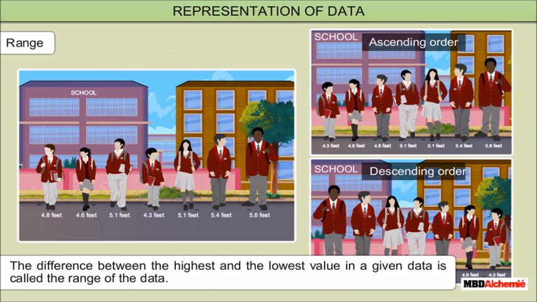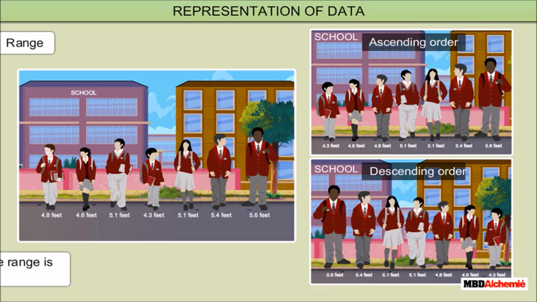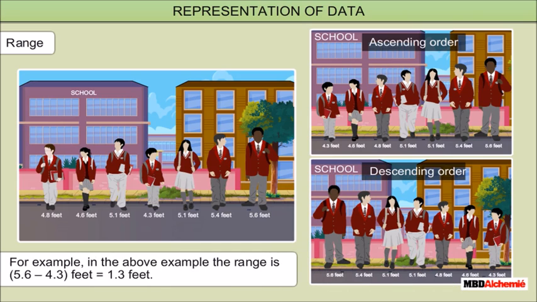Range. The difference between the highest and the lowest value in a given data is called the range of the data. For example, in the above example, the range is 5.6 minus 4.3 feet, that is equal to 1.3 feet.